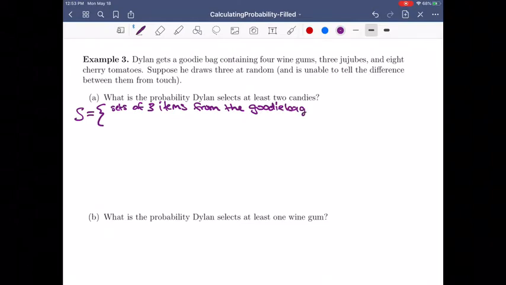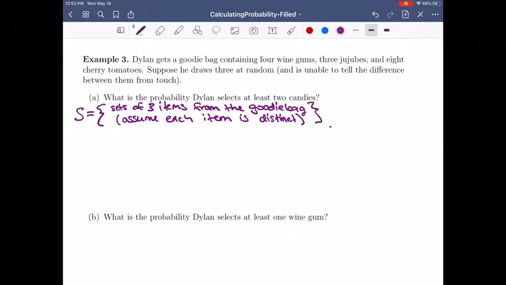And again, we're going to be assuming each item is distinct in order to get a uniform sample space. That means you can tell all these wine gums apart, you can tell these jujubes apart, and every cherry tomato you can also tell apart. So assume they're all distinct. So that means the number in the sample space: we have 4 wine gums, 3 jujubes, and 8 cherry tomatoes, so that's 15 things in total, and he wants to grab 3 of them. So the number in the sample space is going to be 15 choose 3.